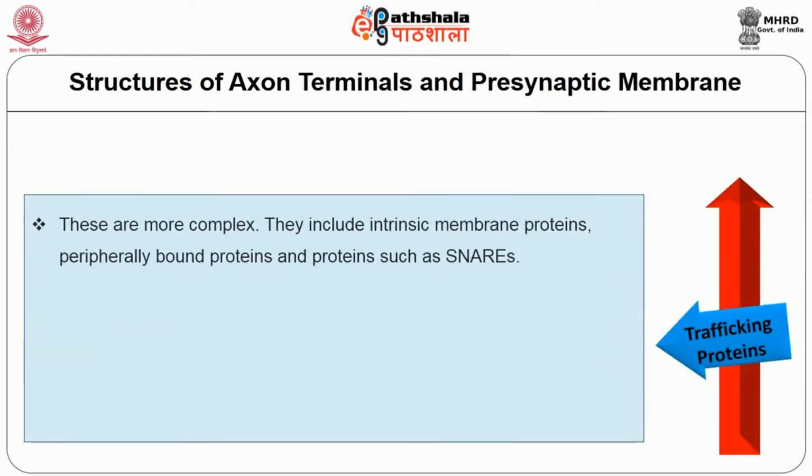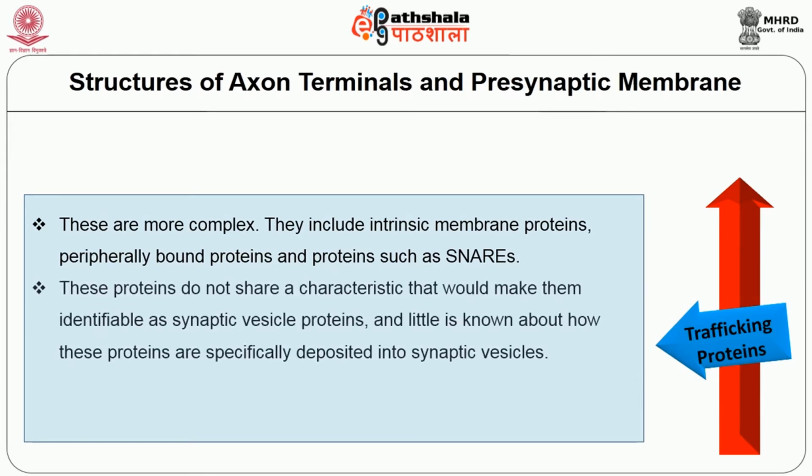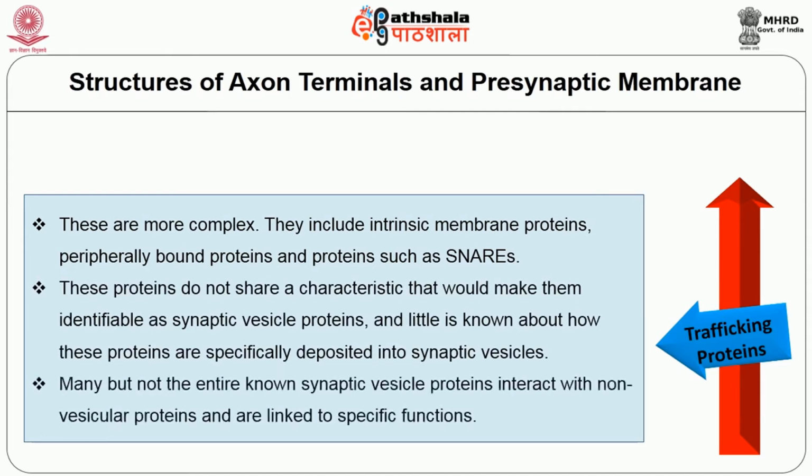Trafficking proteins are more complex. They include intrinsic membrane proteins, peripherally bound proteins, and proteins such as SNAPs. These proteins do not share a characteristic that would make them identifiable as synaptic vesicle proteins, and little is known about how these proteins are specifically deposited in synaptic vesicles. Many, but not all, known synaptic vesicle proteins interact with non-vesicular proteins and are linked to specific functions.